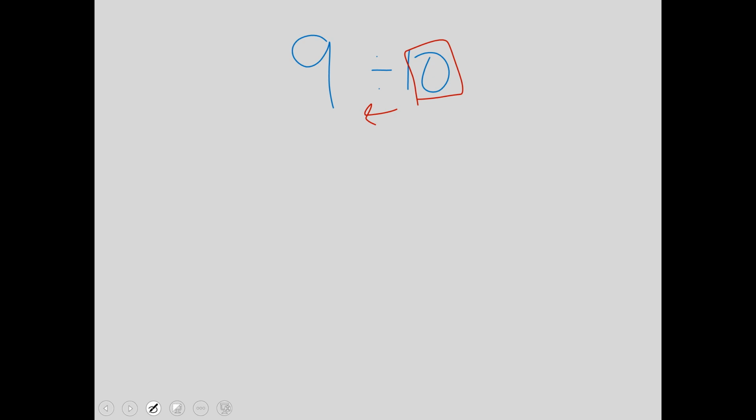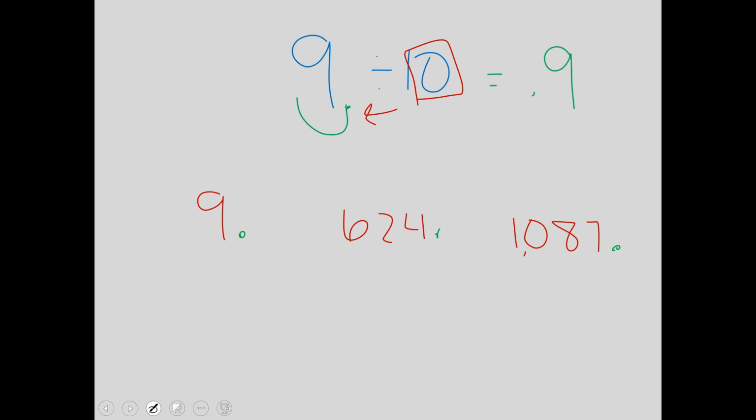So here's what we have to remember is that every whole number, so whether that's the number 9, the number 624, the number 1087, every whole number has an invisible decimal that is hiding at the end of each number. So that number 9 has that invisible decimal. All I need to do is make it visible so I can move it one time to the left for a final answer of 0 and 9/10.